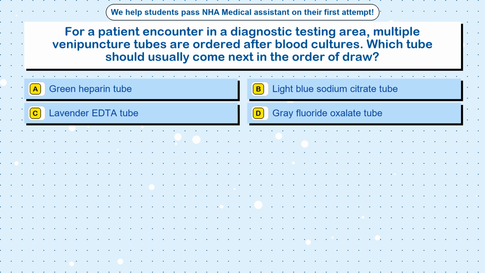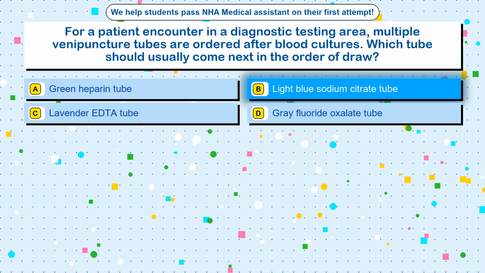Question 55. For a patient encounter in a diagnostic testing area, multiple venipuncture tubes are ordered after blood cultures. Which tube should usually come next in the order of draw? Option A, green heparin tube. Option B, light blue sodium citrate tube. Option C, lavender EDTA tube. Option D, gray fluoride oxalate tube. The correct answer is option B, light blue sodium citrate tube.